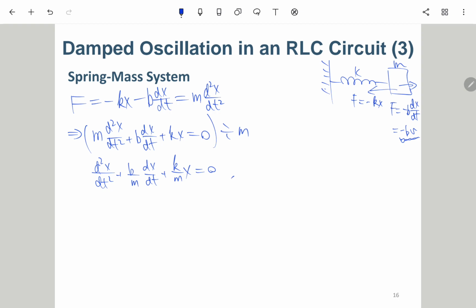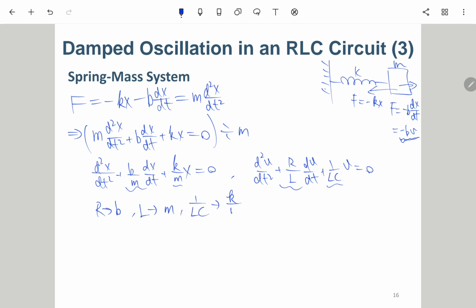second order ODE. Comparing with the RLC circuit, it will be d2v/dt2 plus R over L dv/dt, and then plus 1 over LC v, something like this. So we have R over L and then 1 over LC. Here we have b over m and then k over m. So you can just refer to it as R being b, L being m, and 1 over LC being k over m.